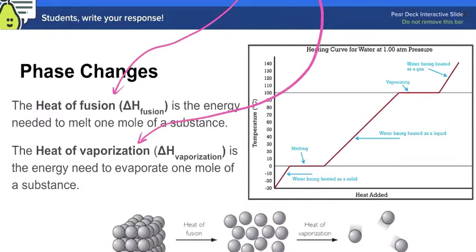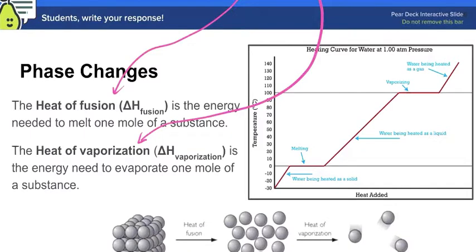I could give it to you in joules per mole. I could give it to you in kilojoules per gram. I could give it to you in joules per kilogram. It doesn't really matter, as long as it's energy per amount. If you have more stuff, you need more energy total.